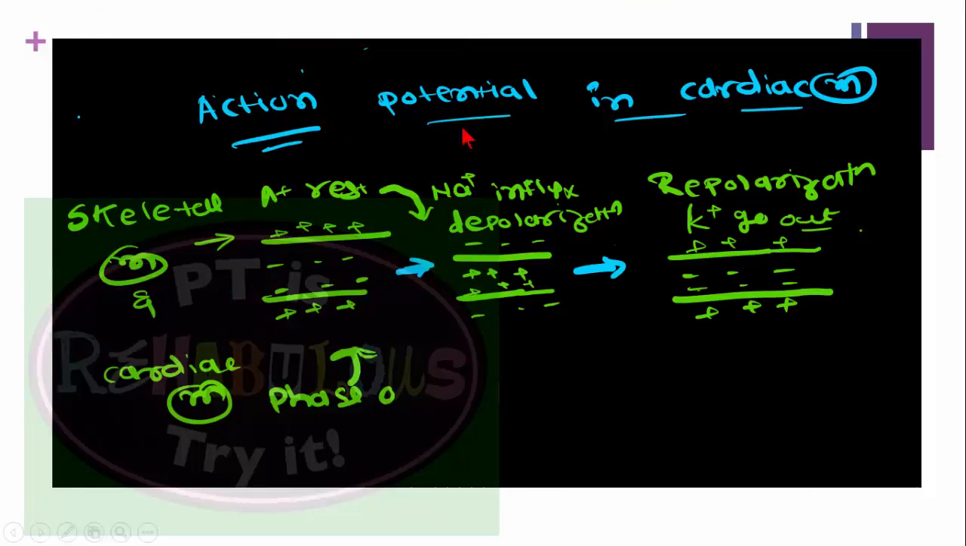Now we are going to see the action potential in cardiac muscles. The action potential in cardiac muscle at phase 0 is the same as in skeletal muscle. At rest there is negative inside and positive outside, but when depolarization starts, sodium influx occurs, sodium goes inside, so there is positive charge inside and negative charge outside. But during repolarization, potassium goes out, so again outside is positive and inside is negative.